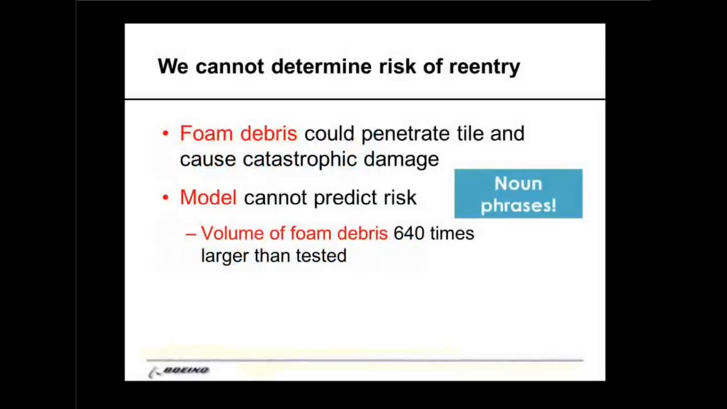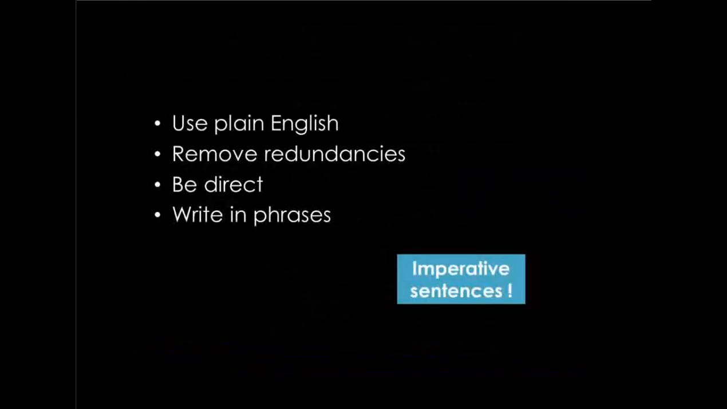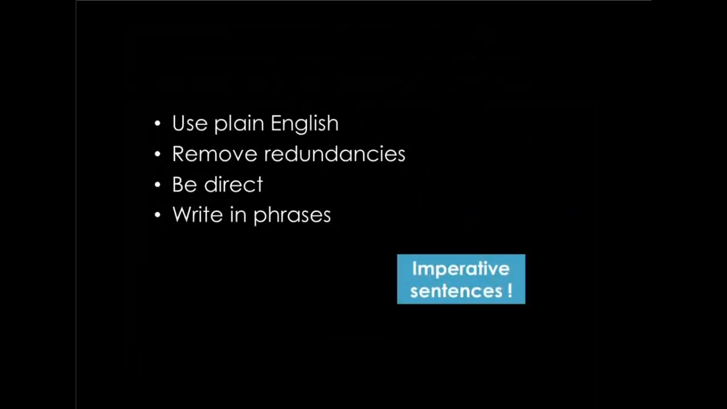This slide constructs bullets using parallel noun phrases. Foam debris could, model cannot, volume of foam debris 640 times larger. These bullets, which you've seen before, are imperative sentences, meaning the subject is the unwritten you, and the bullets all start with the verb.